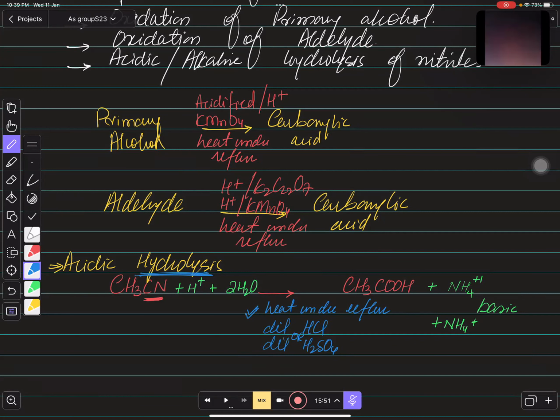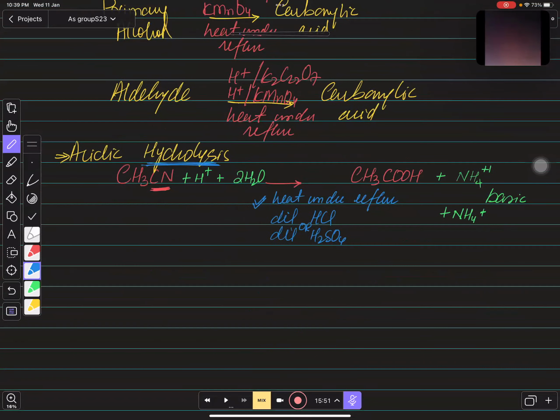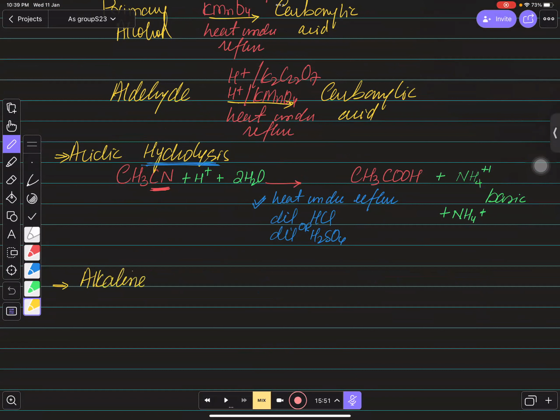Yes, sir. We have one more type of hydrolysis, the same thing. We can even do alkaline hydrolysis, meaning you can convert nitriles into carboxylic acid in the presence of alkaline conditions, right? So it should be called alkaline hydrolysis, right? Again, hydrolysis is the type of reaction. Suppose you have nitrile CH3CN, right?